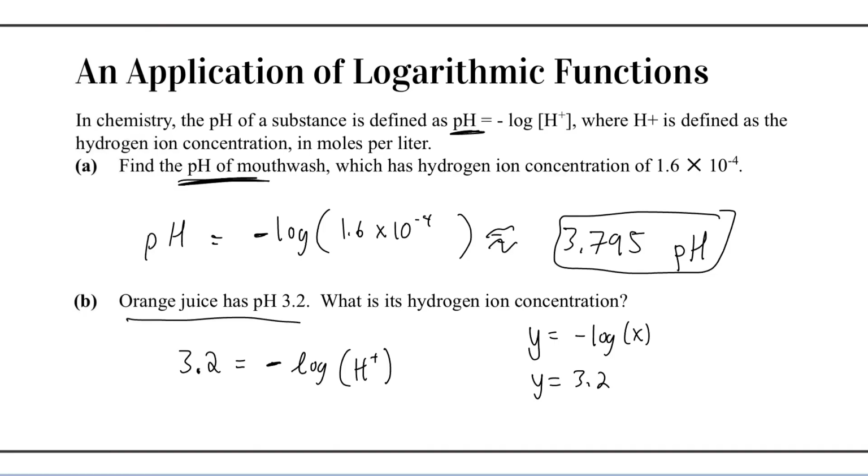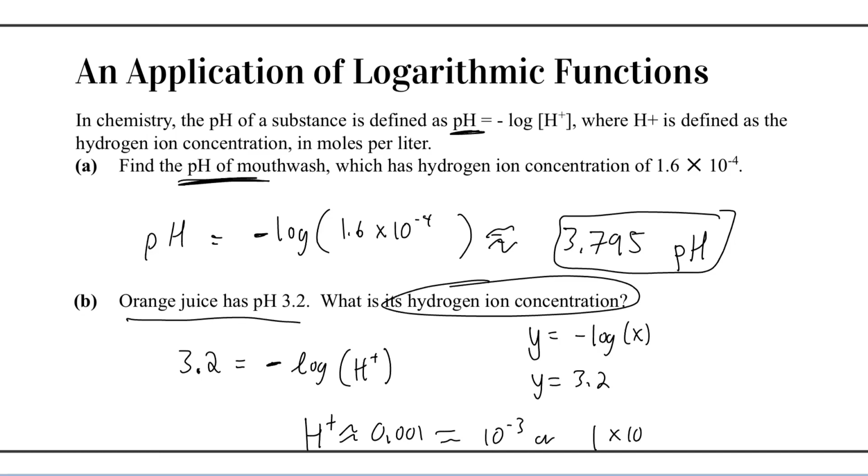You know that that is like 10 to the negative third, right? So therefore, this right here, the H plus or the x value has to be about 0.001, or in other words, really just needs to be about 10 to the negative third, or we can write that as 1 times 10 to the negative third in more scientific notation there as well.